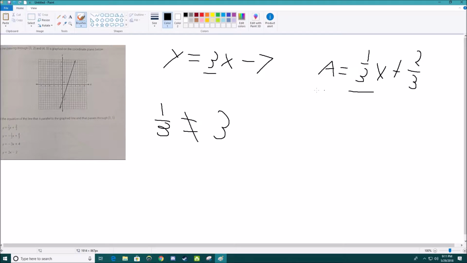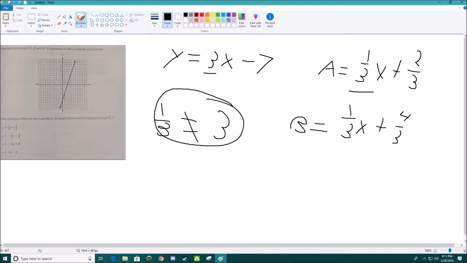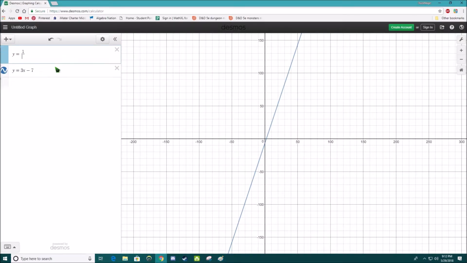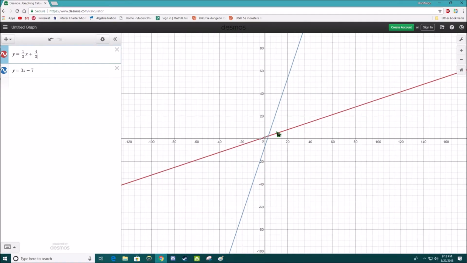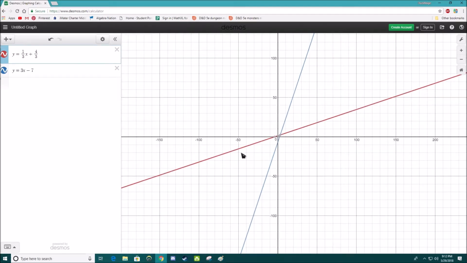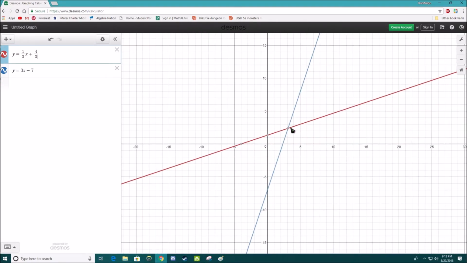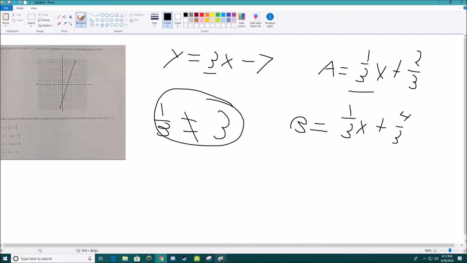The next diagonal choice would be B, which states, once again, 1/3 x plus 4/3. Just by looking at the slopes, we can once again tell that this is not the correct answer. And going on to Desmos, we see 1/3 x + 4/3, that they also intersect, making an X shape. So it's not A, and it's not B.